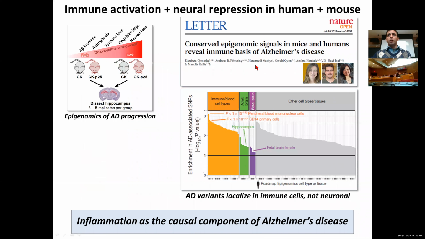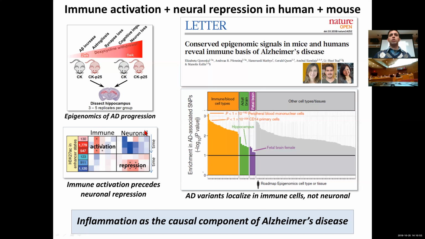So how did we address that? We looked at early Alzheimer's and late Alzheimer's in a mouse model. And we looked at epigenomic changes that happen early and epigenomic changes that happen late. And we found that indeed there's a repression of neuronal processes and an activation of immune processes. But the activation of immune processes appears to be happening very early in the disease, whereas the repression of neuronal processes appears to be happening late.